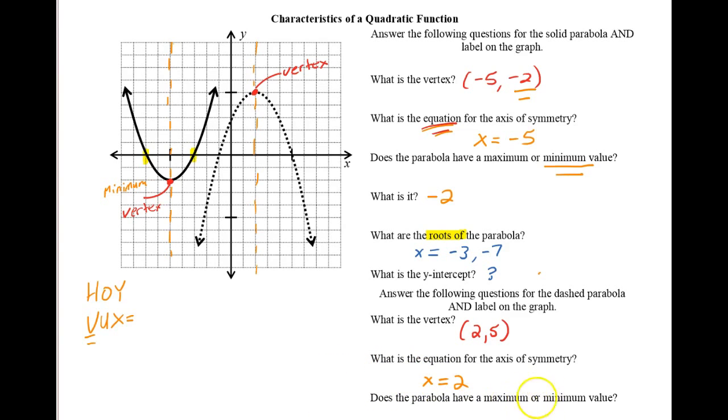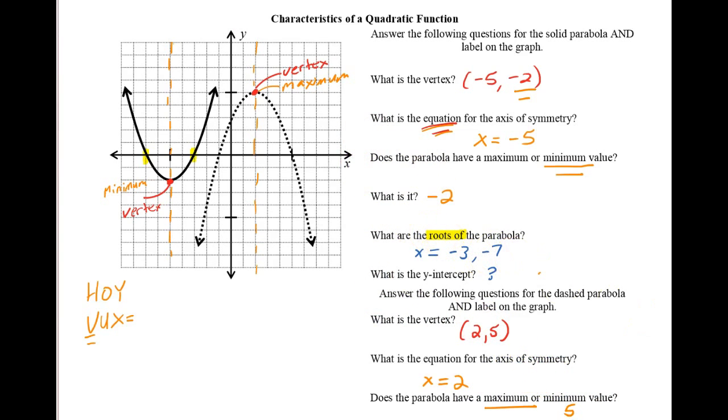Does the parabola have a maximum or minimum? As we travel along our graph, our y value here is -7, -5, 0, 3, and then it peaks here at 5 and then starts going back down. So our maximum value is the y value of the vertex, and that's going to be 5. So it's a maximum of 5.